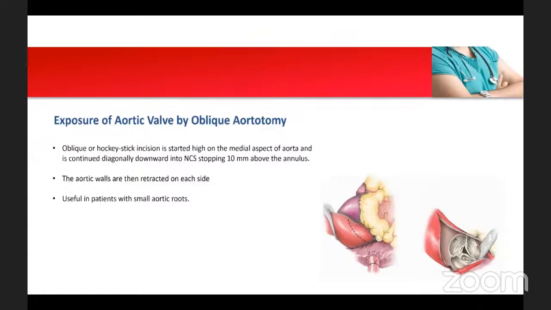Moving to oblique aortotomy, it's the other technique for exposure, and this incision is particularly useful in patients with a small aortic root. The oblique or hockey stick incision is started high in the medial aspect of the aorta and is continued diagonally to the non-coronary sinus, stopping 10 millimeters above the annulus. The aortic wall is then retracted on each side.